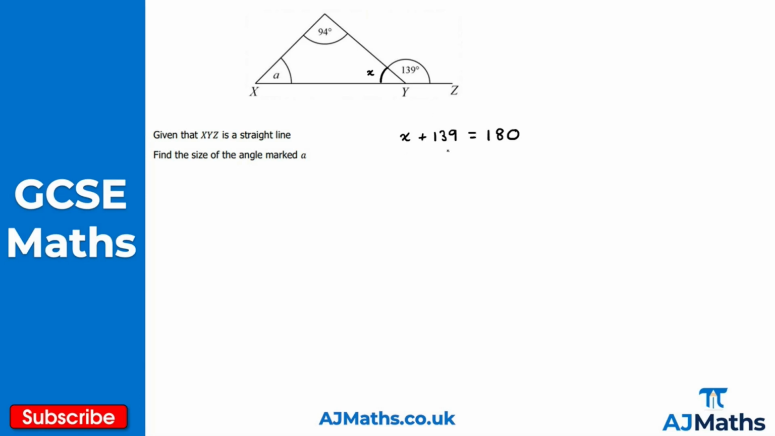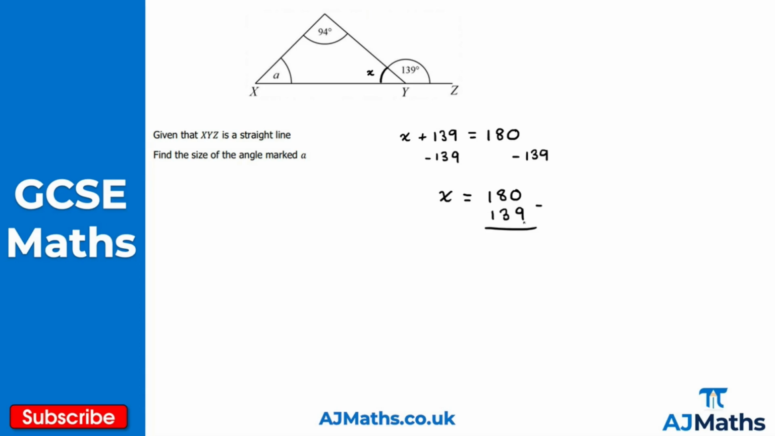So again, all I want to do here now is just solve for x. So in that case, we're going to subtract 139 off both sides. So minus 139, and then do the same on the other side. So we get minus 139 as well. So on the left-hand side, we just get x here, and then I'm going to do 180 minus 139.